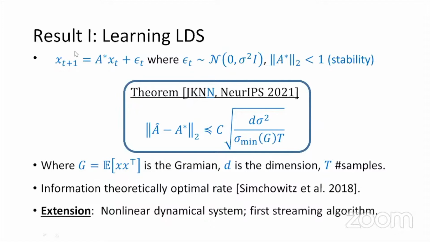But in this nonlinear dynamical system setting as well, it turns out that SGD-RER can actually be shown to have information theoretically optimal rates. And for this setting, it's actually the first streaming algorithm that has been shown to work. Okay. So this is the first result on learning linear dynamical systems.